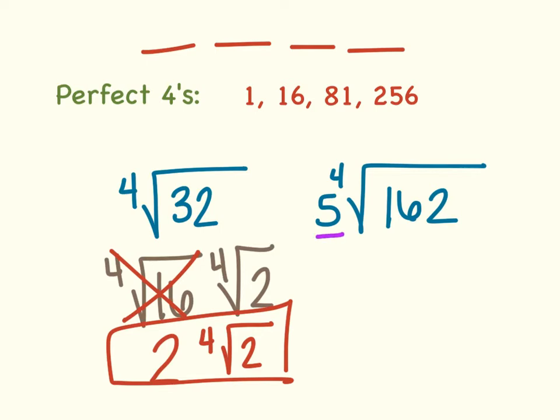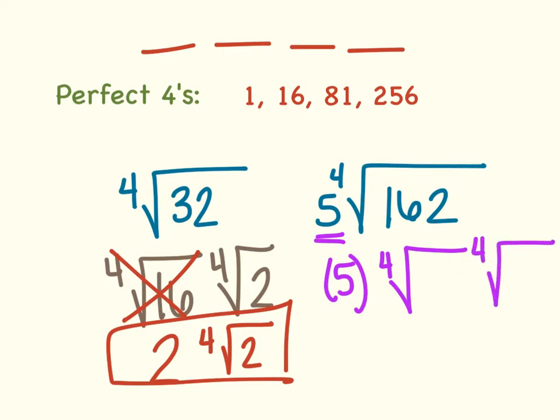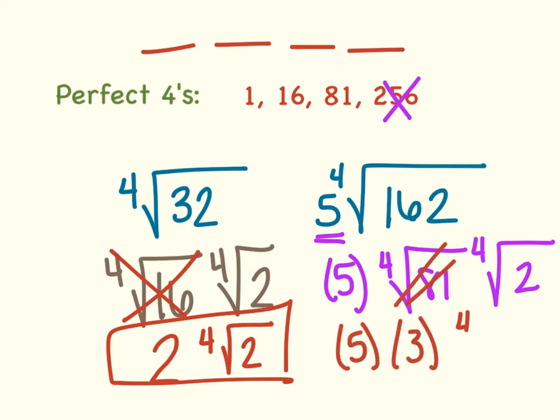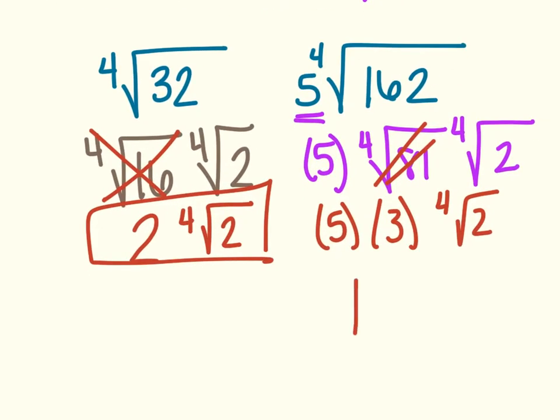Likewise, notice I have this 5 in front. Please put that in parentheses and just bring it down. So the 4th root of what and the 4th root of what get you to 162. Well, 256 is already out because it's bigger than 162. So I'm going to go with 81 times 2 gets me 162. So I have my 5 that's here. This number turns into a 3, and I'm going to leave that 4th root of 2. Again, when these two numbers are next to each other, we're just going to multiply and call that 15 4th root of 2.